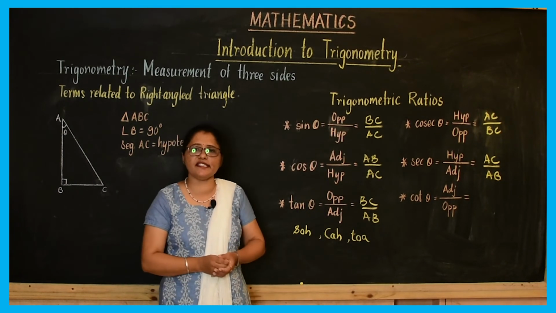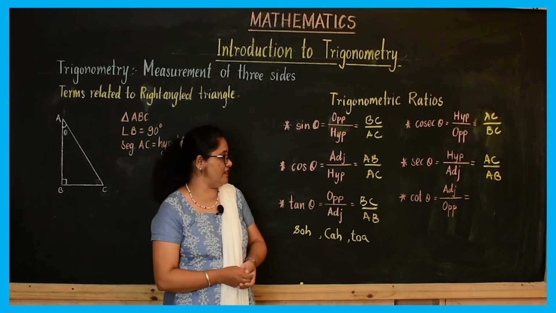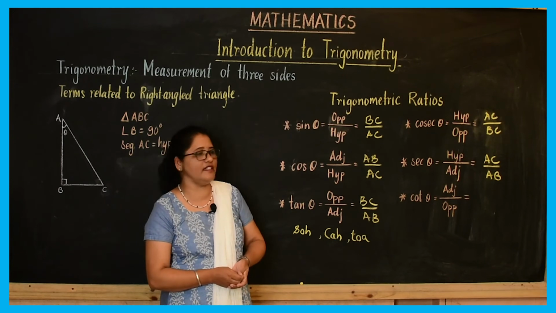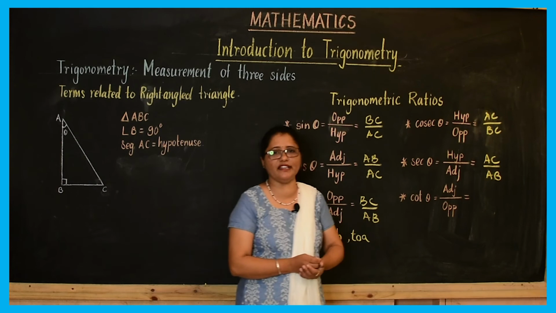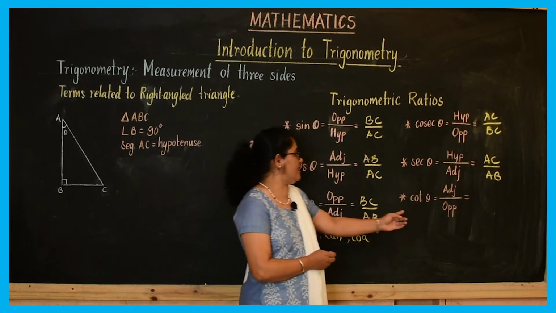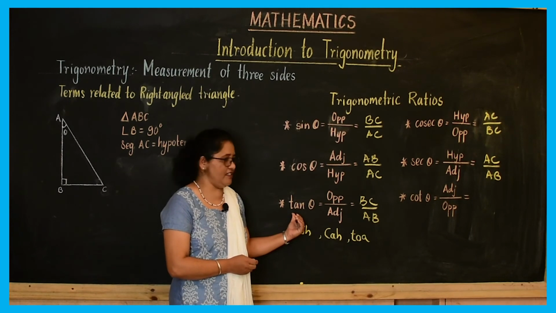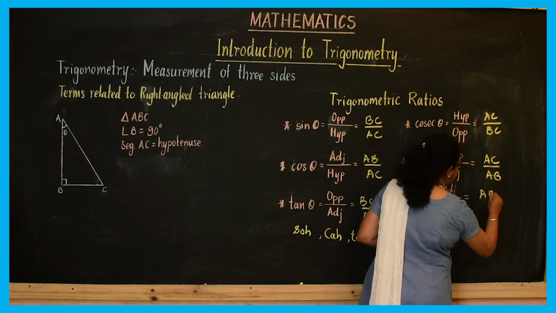And the sixth trigonometric ratio that we have is cot theta. Cot theta is given by the ratio of the adjacent side of angle theta upon the opposite side of angle theta. So cot theta is the reciprocal of tan theta. So we have this as AB upon BC.